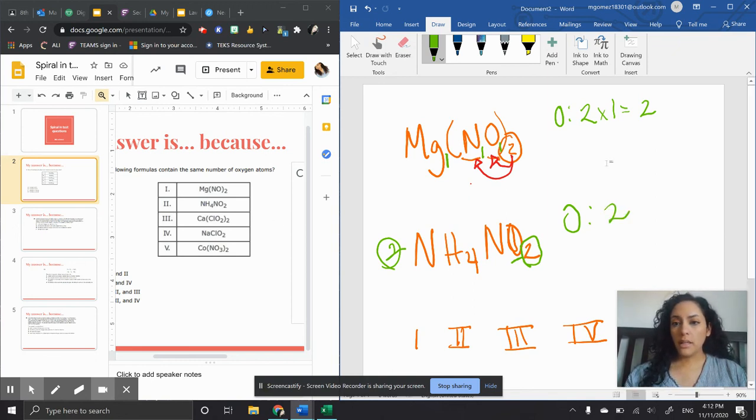So right off the bat, that already gives you the answer for the rest of the chemical formulas. Which other formula also has 2 oxygen atoms? So hopefully you can figure that out and answer the following question. Make sure to justify your answer as well.